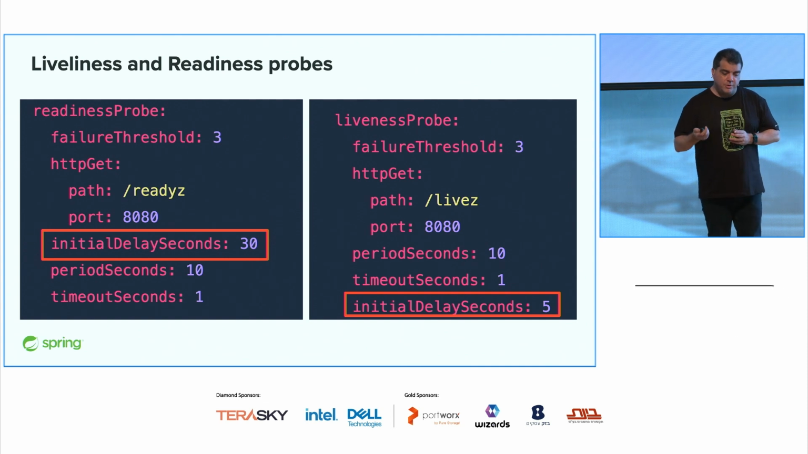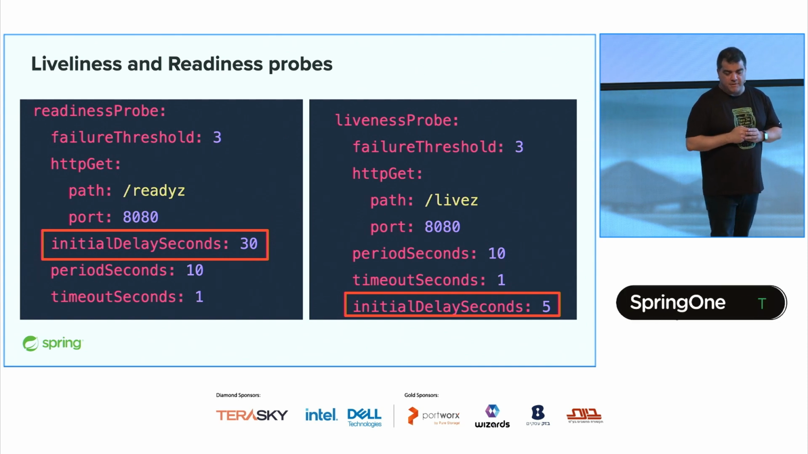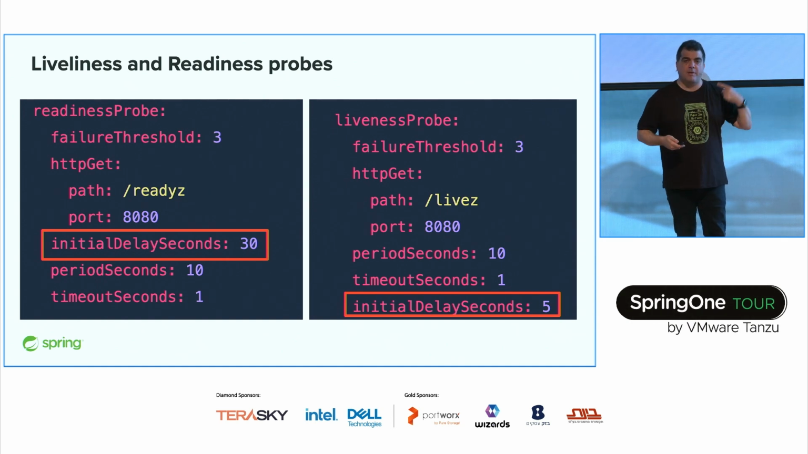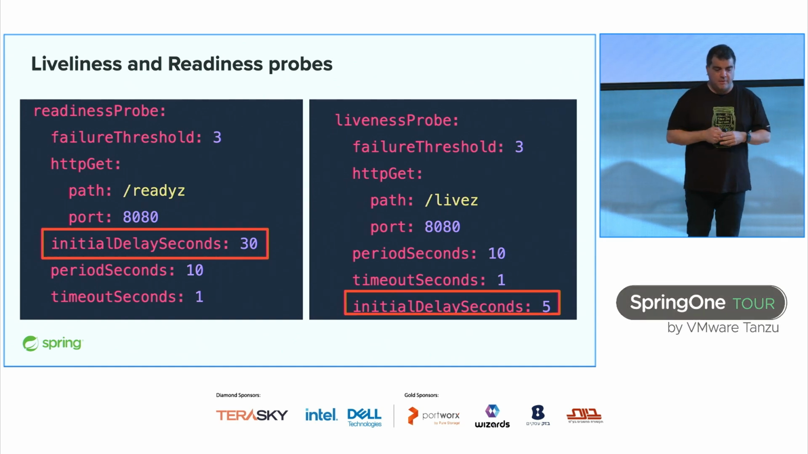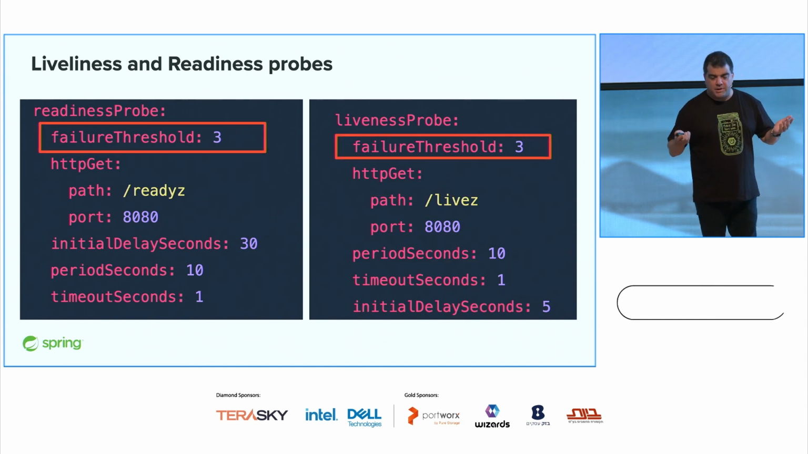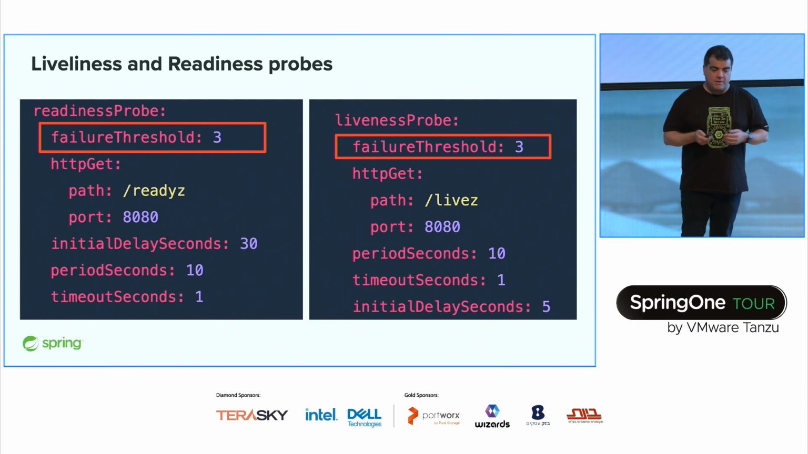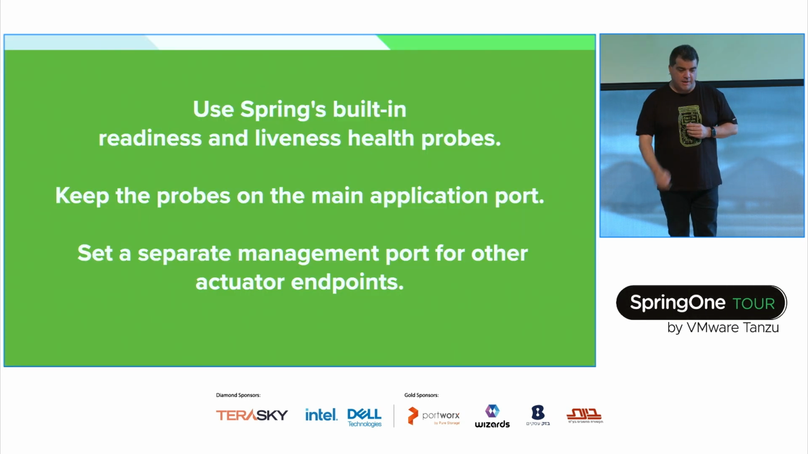How often should you wait before you actually get a value? When you have a readiness probe, you want to wait for the application to start before you keep asking it, are you ready, are you ready, are you ready, right? And you might want to have a threshold for the failure, so you don't just immediately restart. Maybe it's a temporary network hiccup or something like that.